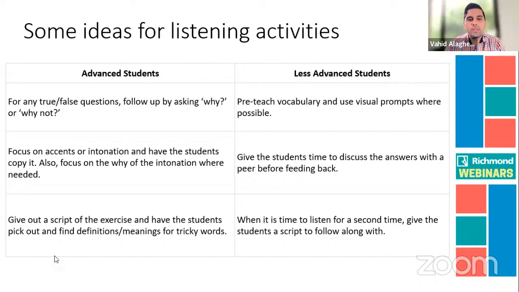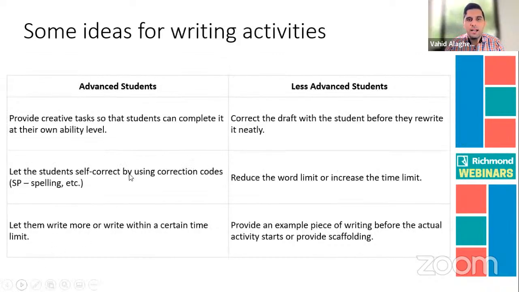Now let's go through the next one. I really like these ideas about writing. One of the teachers mentioned that he is very good at preparing the students for international exams. These ideas also could be useful for you.